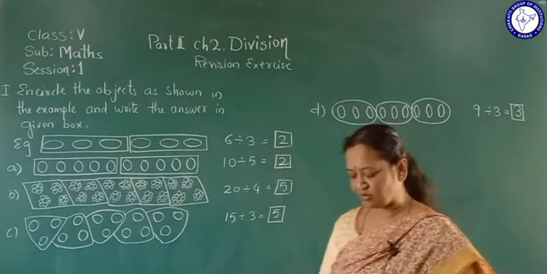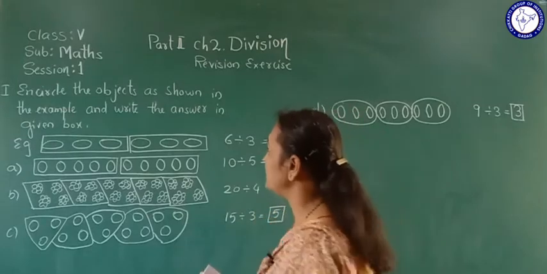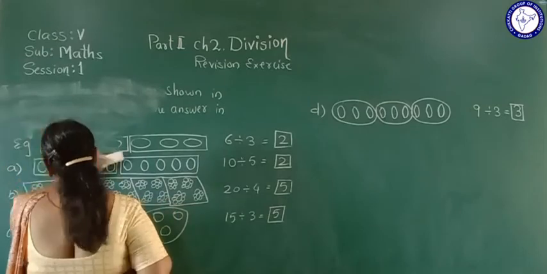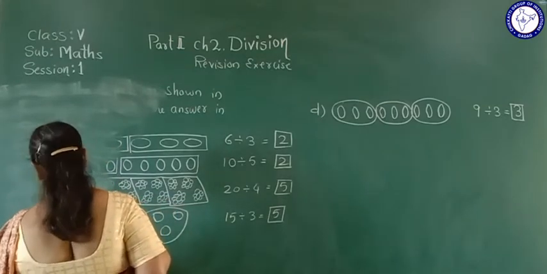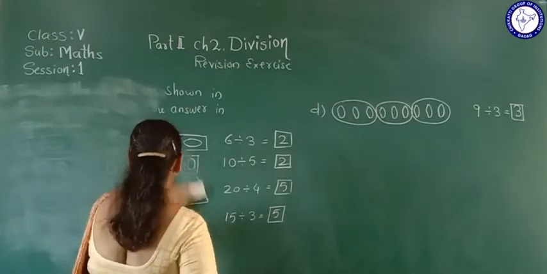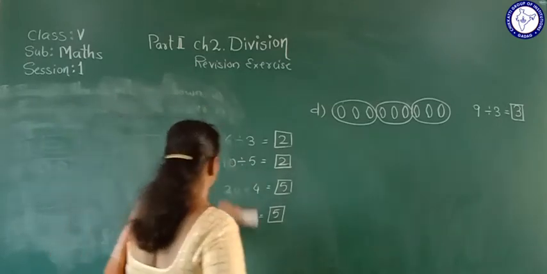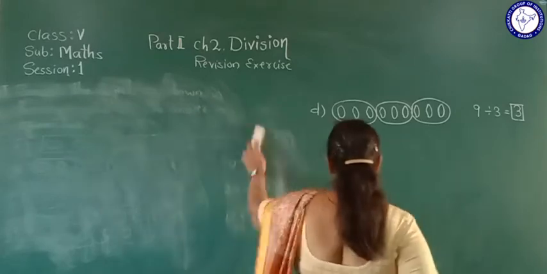Then let me go to the second main question. Second main question, what should we do? By repeated subtraction. In our previous class, we already learnt about repeated subtraction. Till we get 0, we have to subtract. So let me learn repeated subtraction.